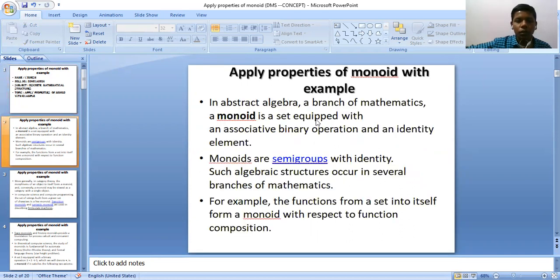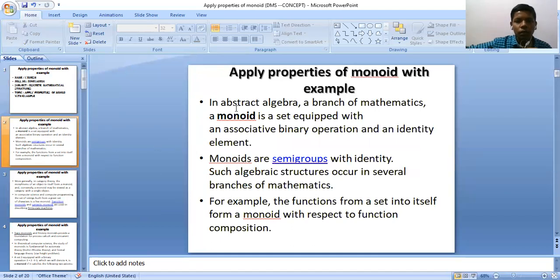In abstract algebra, a branch of mathematics, a monoid is a set equipped with an associative binary operation and identity element. Monoids are semigroups with identity. Such algebraic structures occur in several branches of mathematics. For example, the functions from a set into itself form a monoid with respect to function composition.